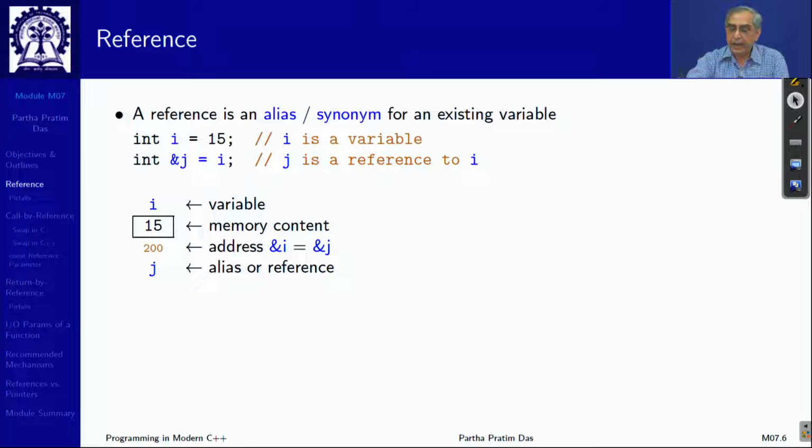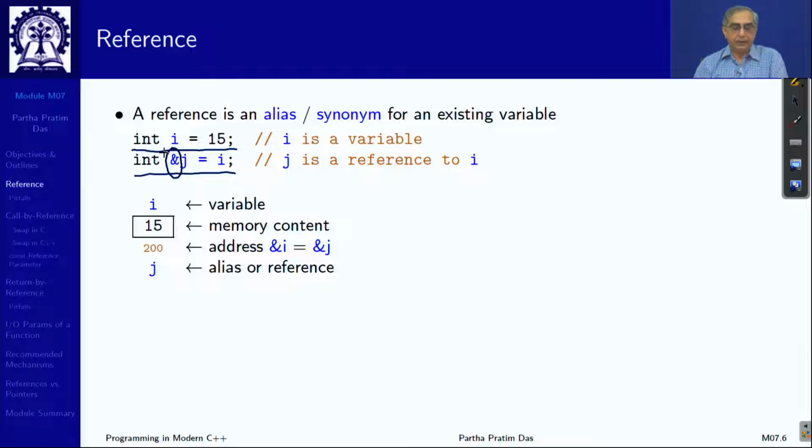So, if I define a variable, say i, and initialize it with 15, let us say, I can define an alias of i by doing this, where the key point of syntax to be noted is that before the alias variable or reference j, I need to put an ampersand. And then after the initializer symbol, I put the variable that it is an alias for.